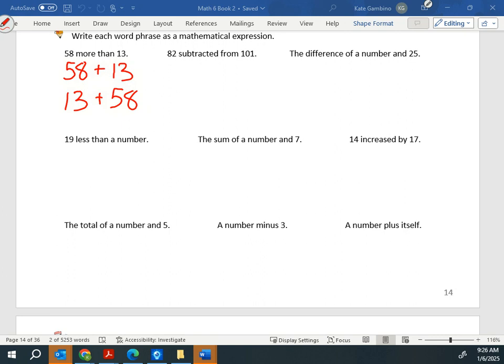What would that look like? Oh, goodness, friends, look up at your chart. How would I write 82 subtracted from 101? I should see all hands in the air. What would that look like? You have to decide, am I adding or am I subtracting? Which order do I put my numbers in? How is that going to look? What do you think, Leon?